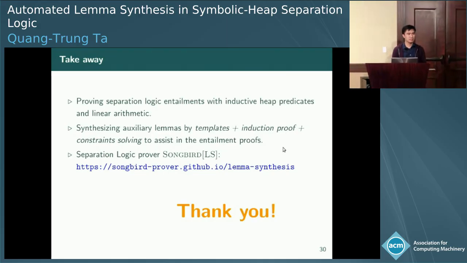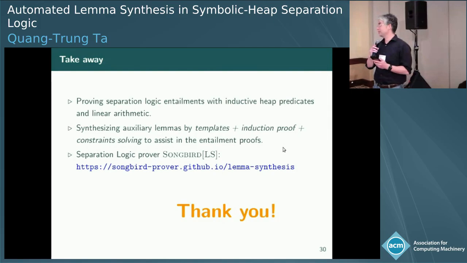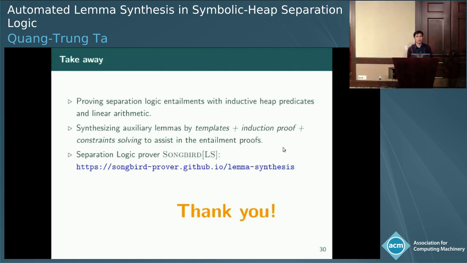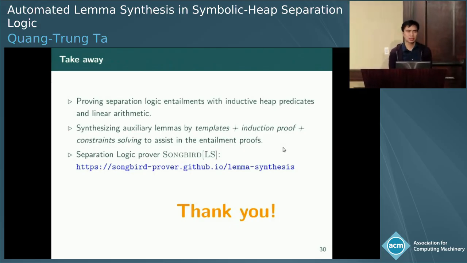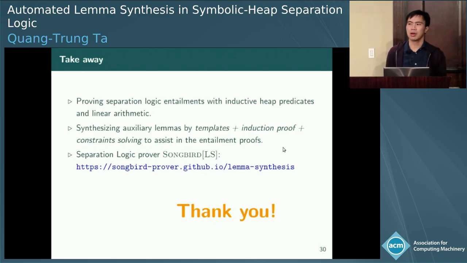The first question is how do you discover the predicates like list and DLL, the doubly linked list predicates? We consider the separation logic entailment competition in 2014, and in this competition there are multiple predicates. So we just learn from these predicates to compose a predicate with the length properties. Did I answer the question correctly?